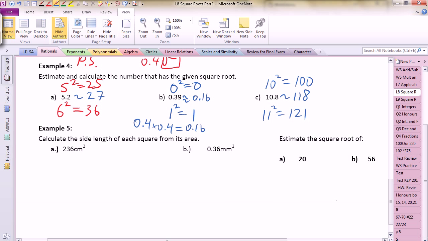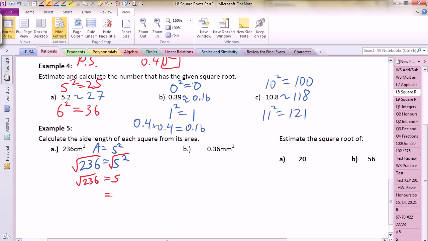So now we're going backwards. Area of a square is s squared. We're given the area of 236, and that is the side length squared. So we substitute in our formula. In order to figure out the side length, we have to do the opposite of squaring. The opposite of squaring is? Square rooting. Thank you. So that's the letter S. It's not the number 5.